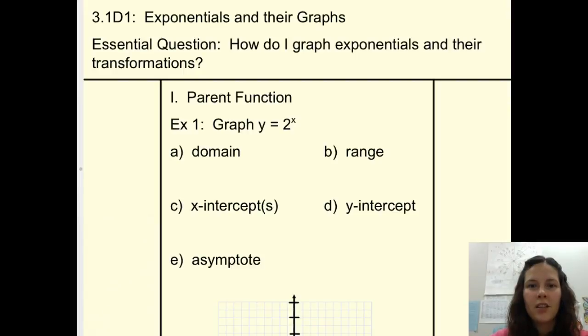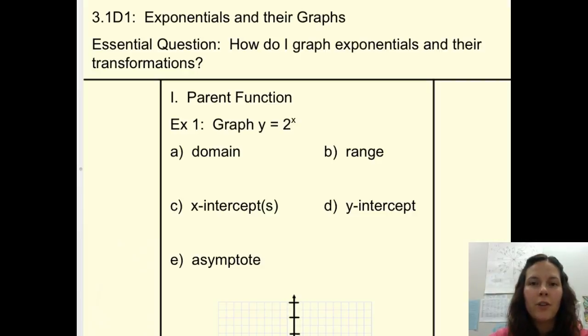Our next unit is logarithms and exponential functions, and we're starting with taking a look at graphs of exponentials. The first thing that you need to understand about exponentials is that there are actually a ton of different parent functions. The parent function depends on the base of the exponential.